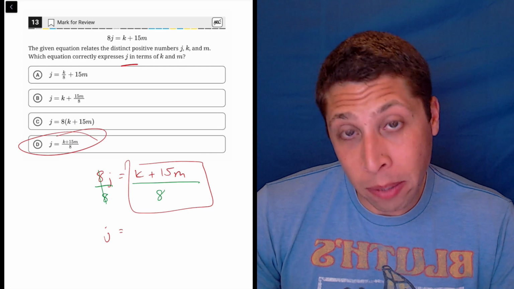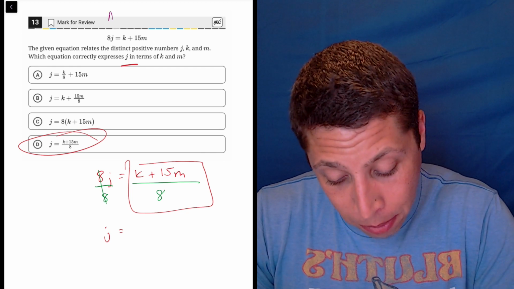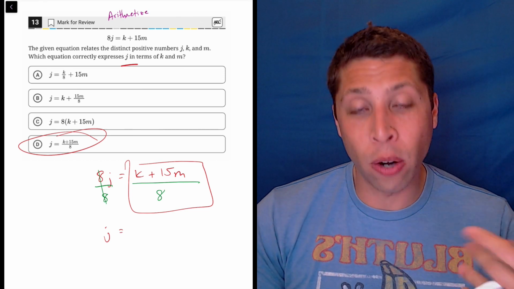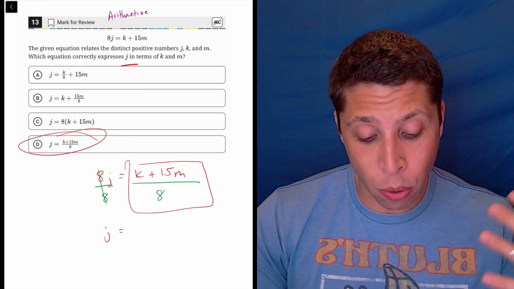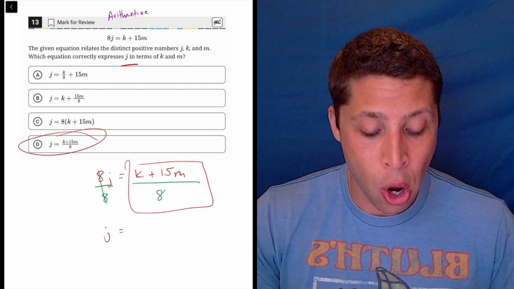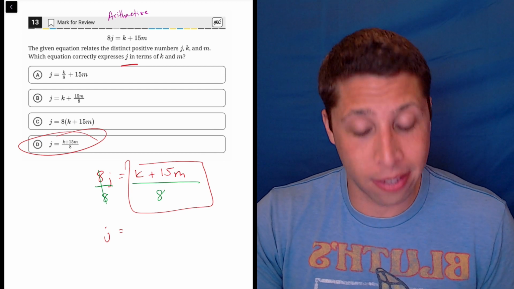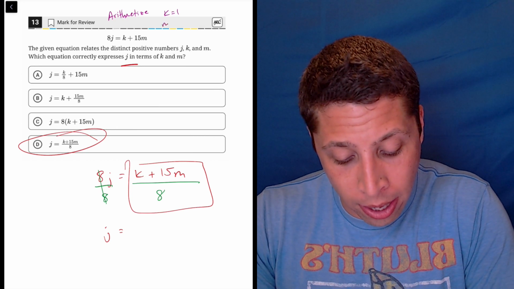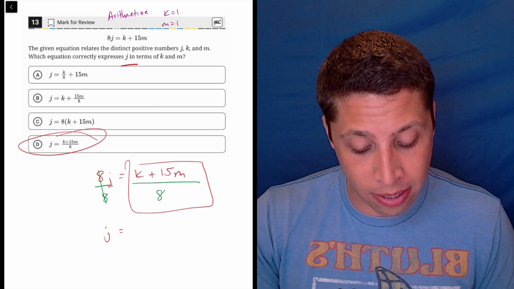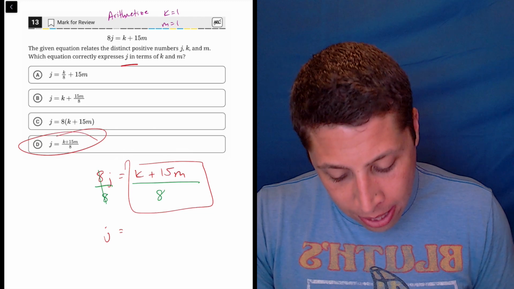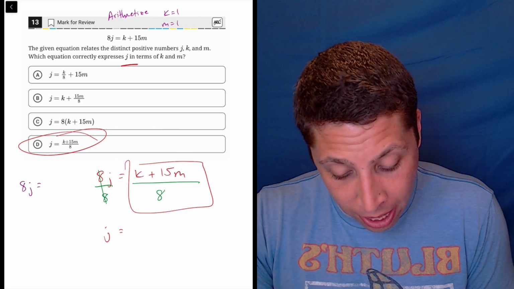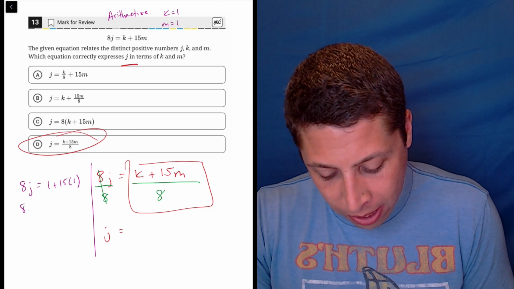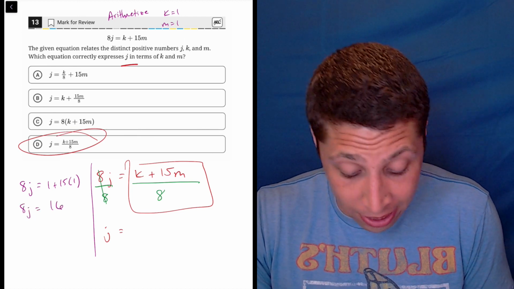We can arithmetize here. I don't think it's efficient, but I guess if you want, you can. And the reason is that since they don't ever ask us to solve for j or k or m, those are not numbers. We can make up some numbers and test things out. In this case, I would make k 1 and m 1 just to keep them really simple. If I do that, now my equation is 8j is equal to 1 plus 15 times 1. So that's 8j is equal to 16.